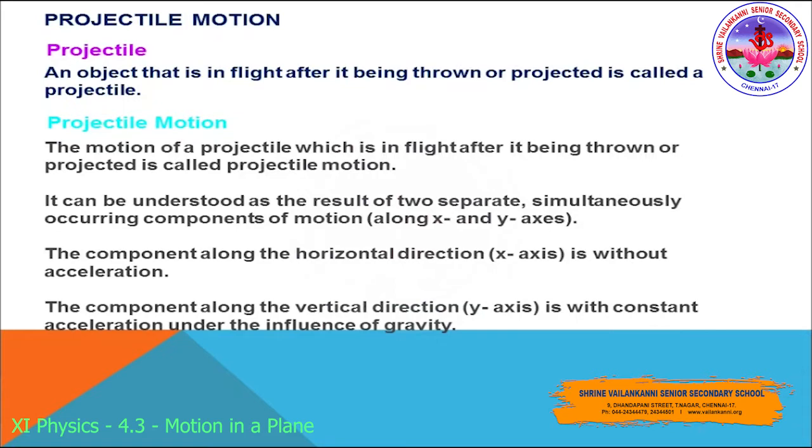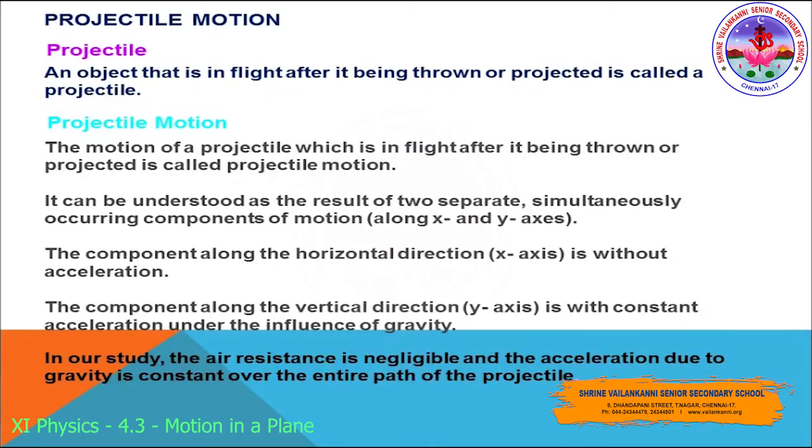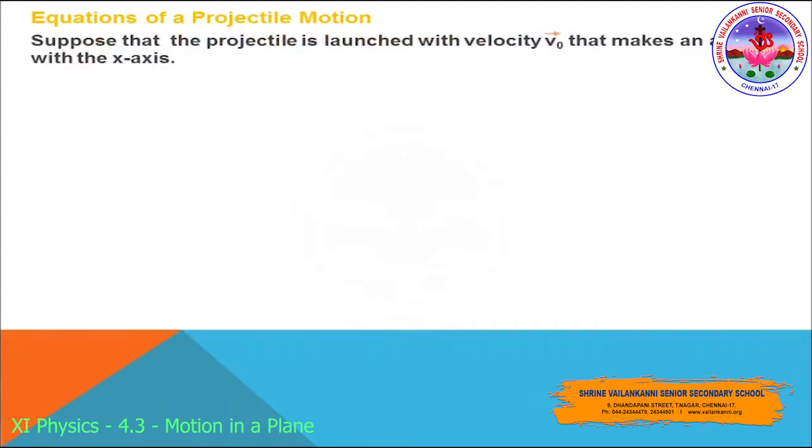The component along the horizontal direction is without acceleration, right? So the motion along the horizontal direction is with uniform velocity, and the component along the vertical direction has constant acceleration under the influence of gravity. That means it is equal to g, right? So in our study, the air resistance is negligible, and the acceleration due to gravity is constant over the entire path of the projectile. So we'll see in detail the equation of projectile motion.